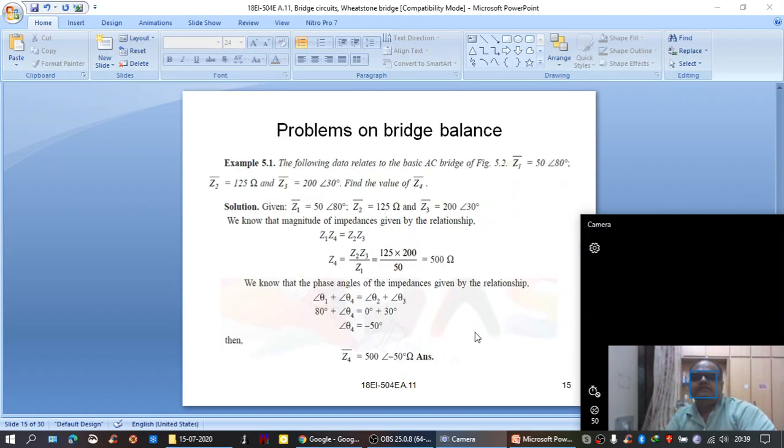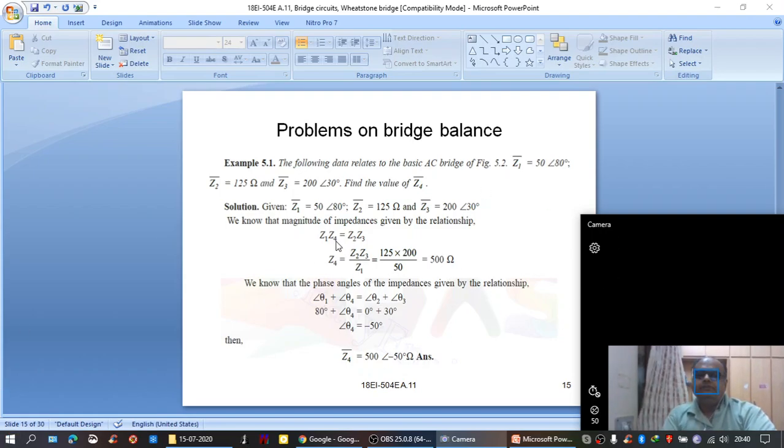And here of course an example problem also is mentioned. The following data relates to the basic AC bridge of figure 5.2. What we have seen there. Z1 is equal to 50 at an angle 80, Z2 is equal to 125 ohms, and Z3 is equal to 200 at an angle 30. Find the value of Z4. A bar on the top of that indicates that it is a vector.